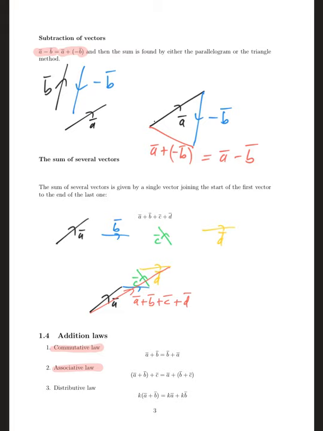Then there's the distributive law, which tells us how addition interacts with multiplication by a scalar. So if I have the sum a plus b, and then I multiply that sum by the scalar k, it's the same thing as multiplying k individually in front of a and b, and then adding up the whole thing at the end. So k times a plus b is equal to k times a plus k times b. So that's the rules for adding together vectors and for multiplying them by scalars.